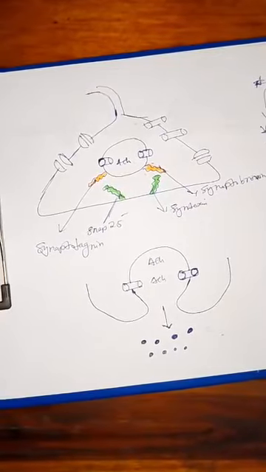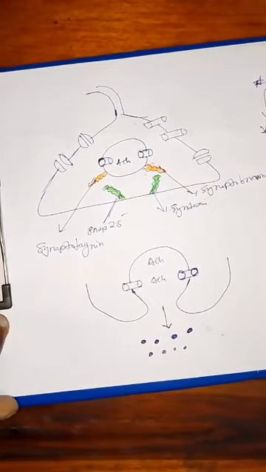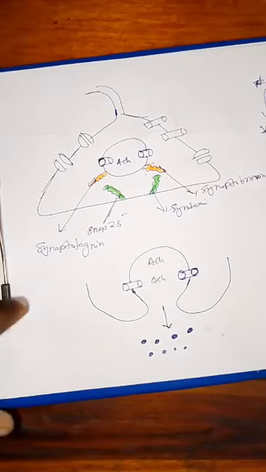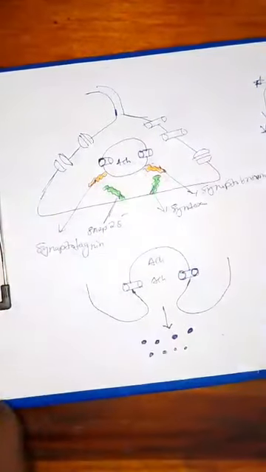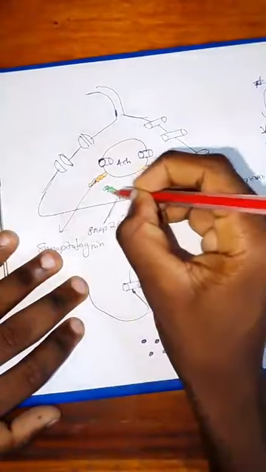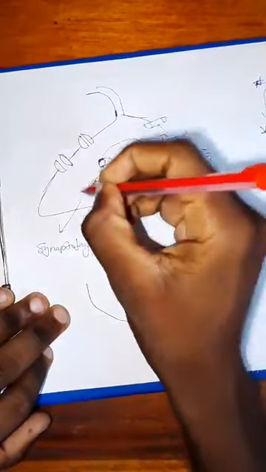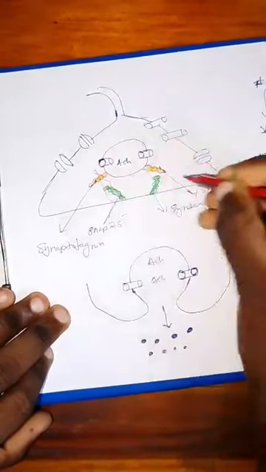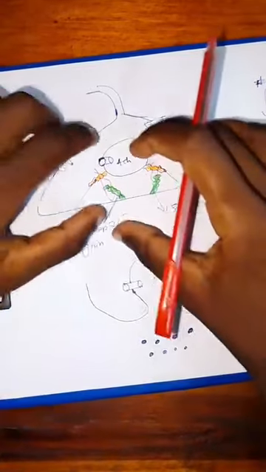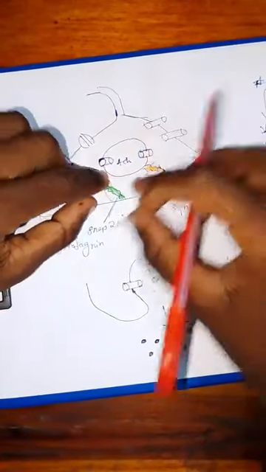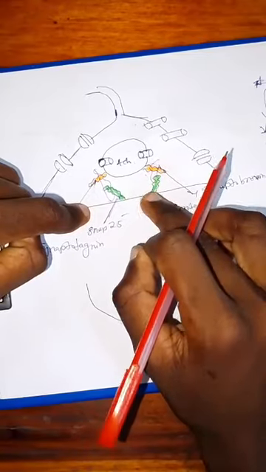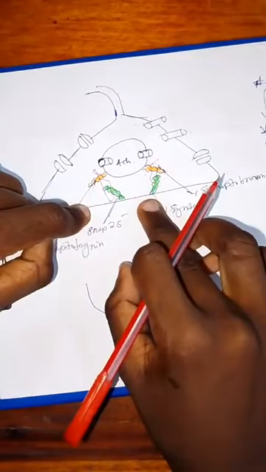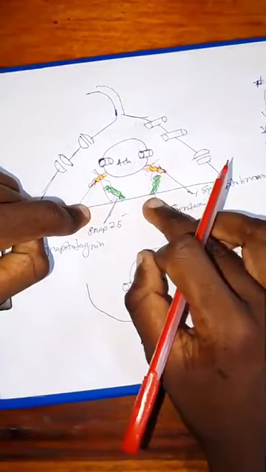Now when these snares wrap around each other or intertwine, they will pull. The SNAP25 and the synaptotagmin will intertwine with each other. When they intertwine, they will start pulling this vesicle toward the presynaptic membrane, so that it fuses with the presynaptic membrane.